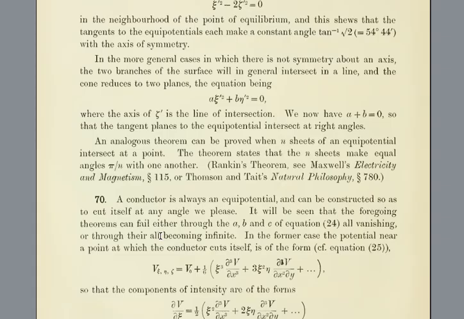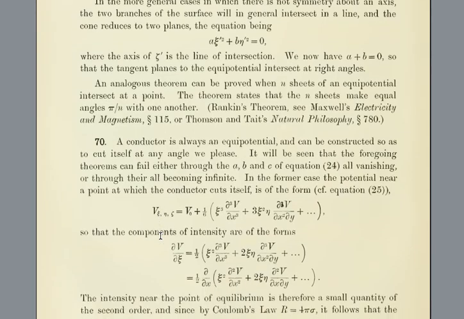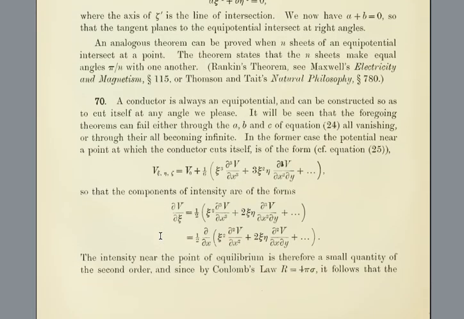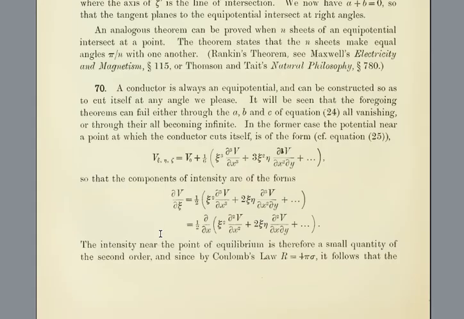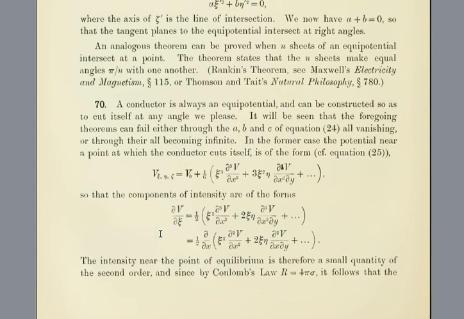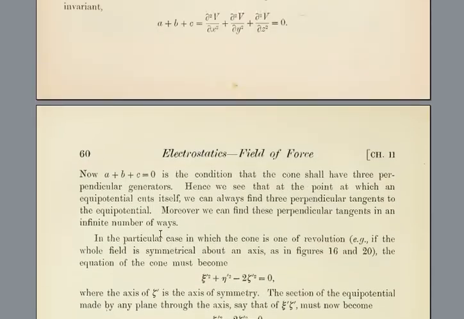This is known as Rankine's theorem and can be found in Maxwell's Electricity and Magnetism, section 115, or Thomson and Tait's Natural Philosophy, section 780. 70th. A conductor is always an equipotential, and it can be constructed so as to cut itself at any angle we please. It will be seen that the foregoing theorems can fail either through the coefficients a, b, and c all vanishing, or through their all becoming infinite.